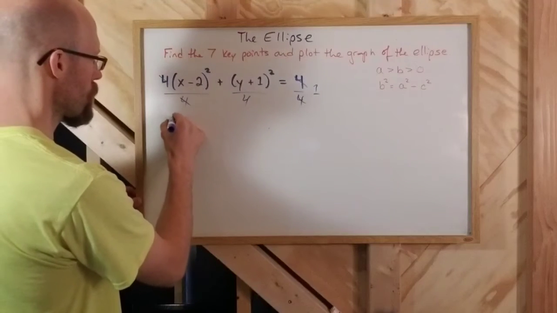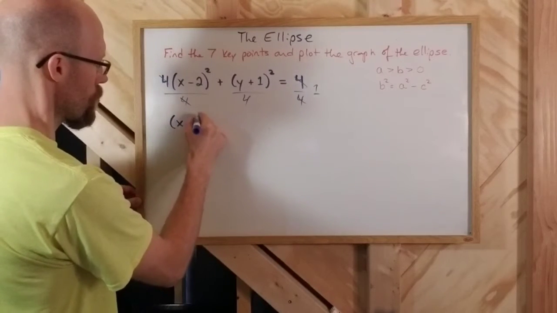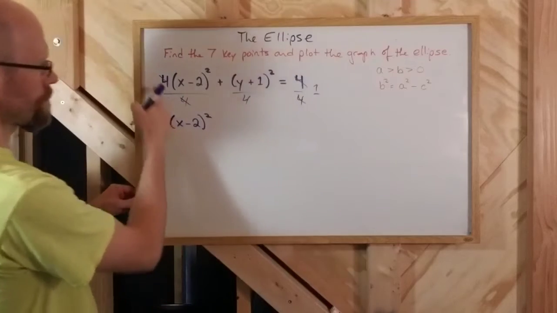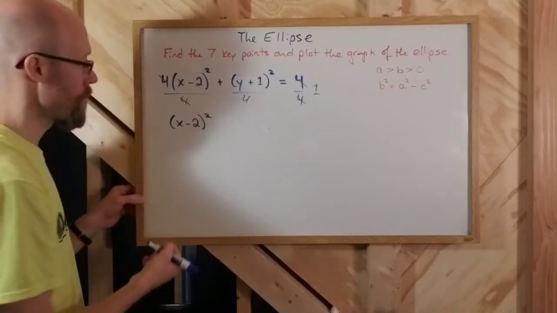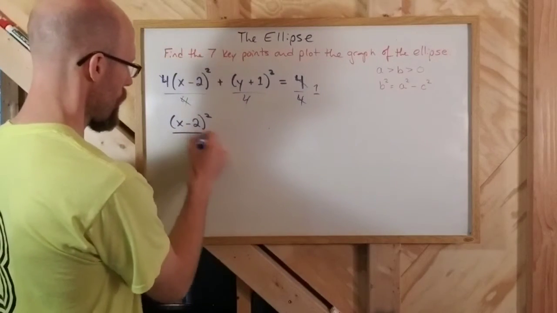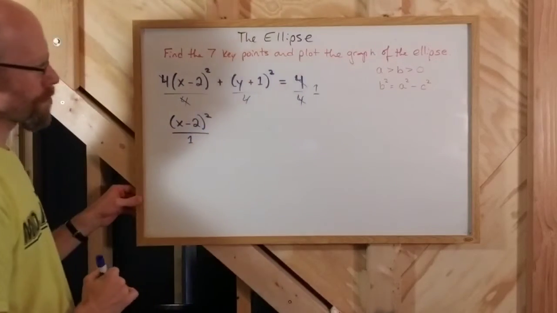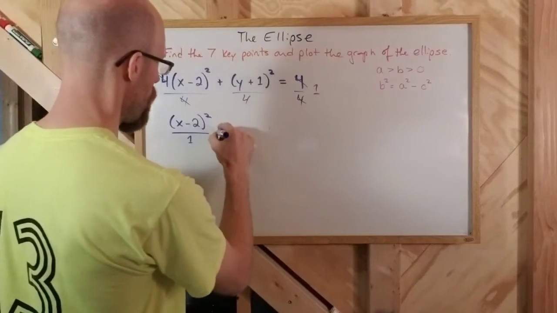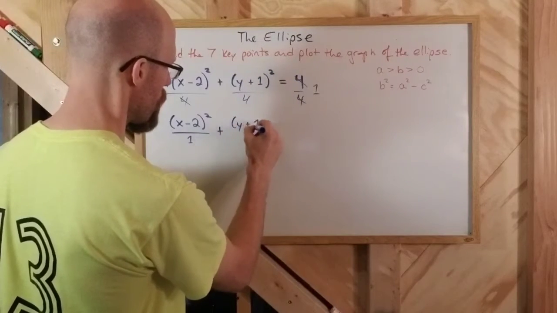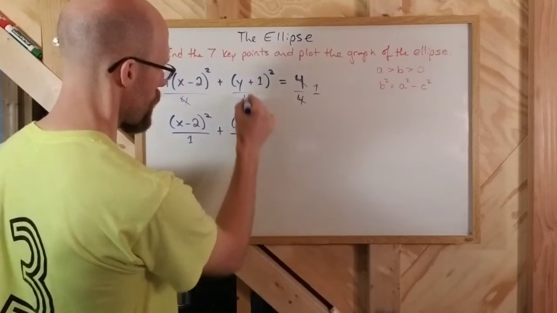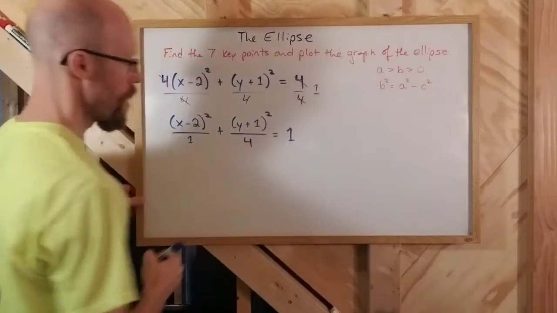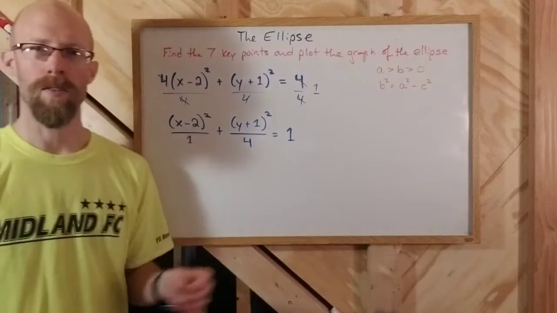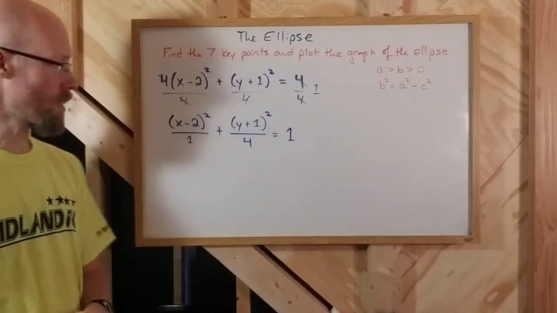And so my equation will become (x minus 2) squared. I don't have anything, 1 is my denominator at this point. Sometimes it's nice to actually write that in, so I'm going to go ahead and do that. I'll put a 1 down there. Here, with the y's, the denominator is 4. And on the other side, 4 over 4 makes the 1. And so now we do have the nice standard form of an ellipse.